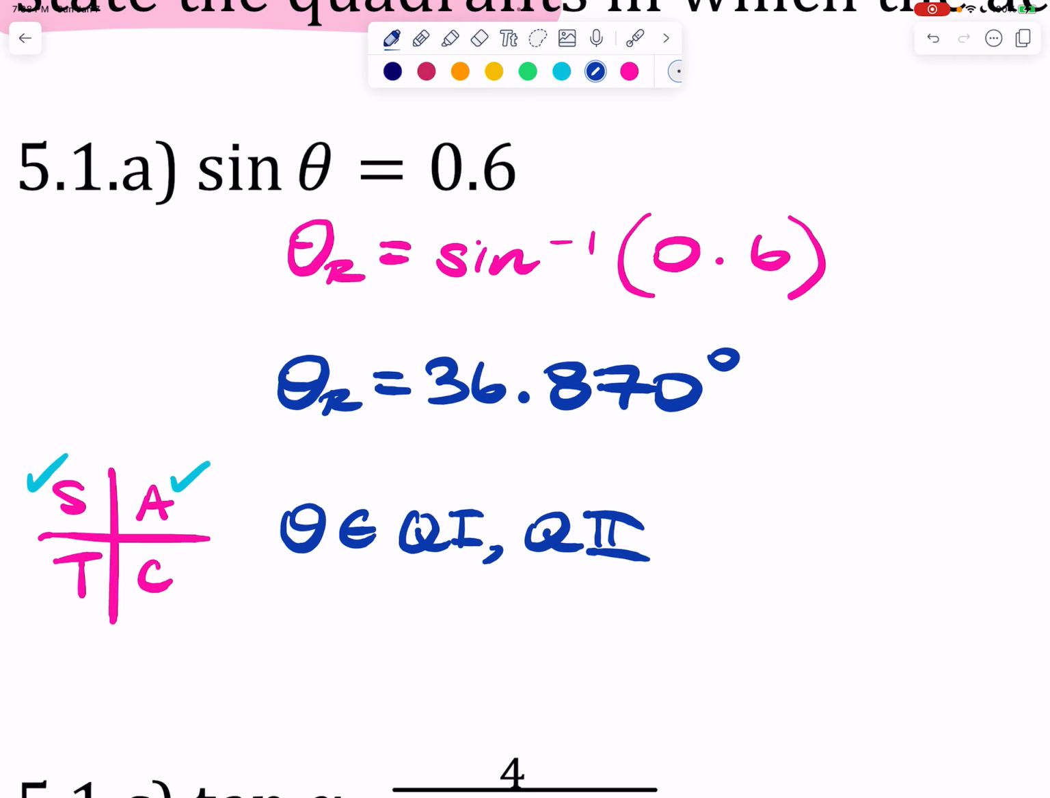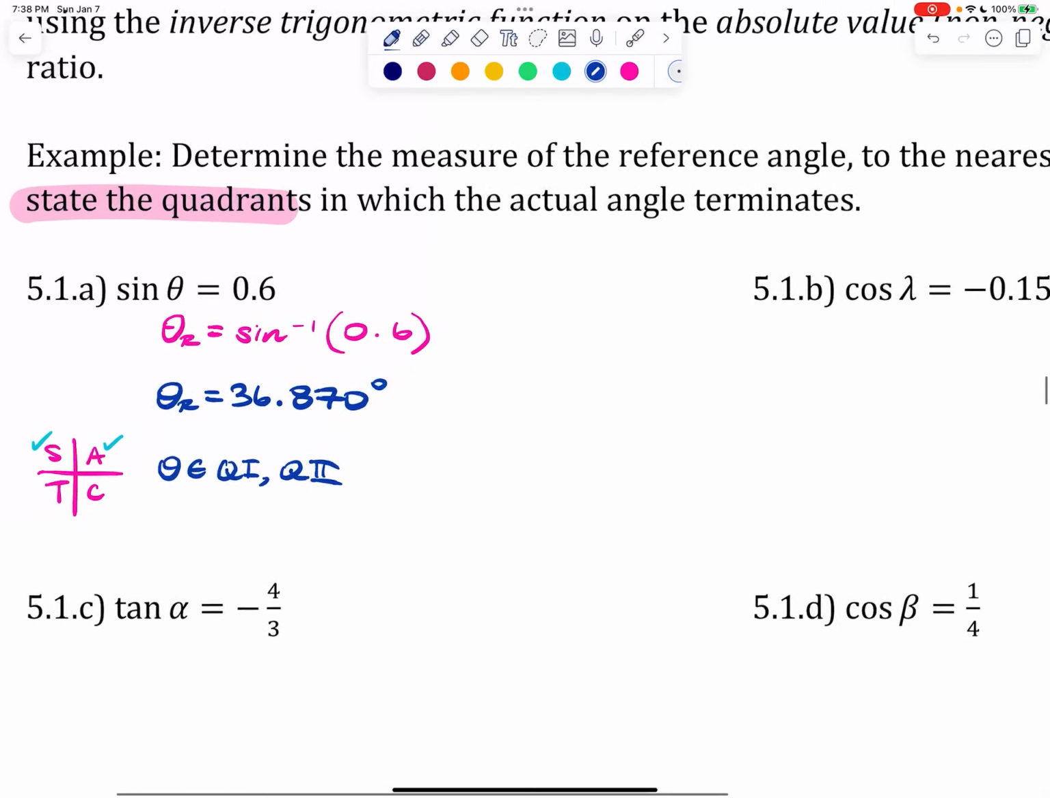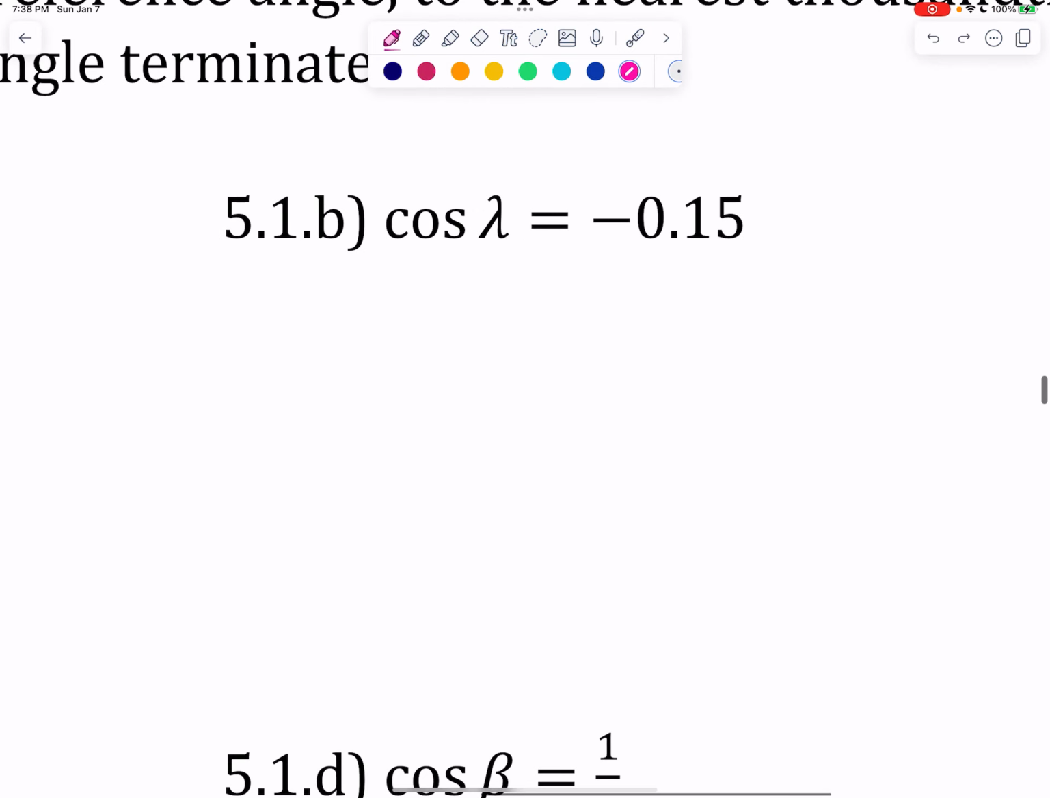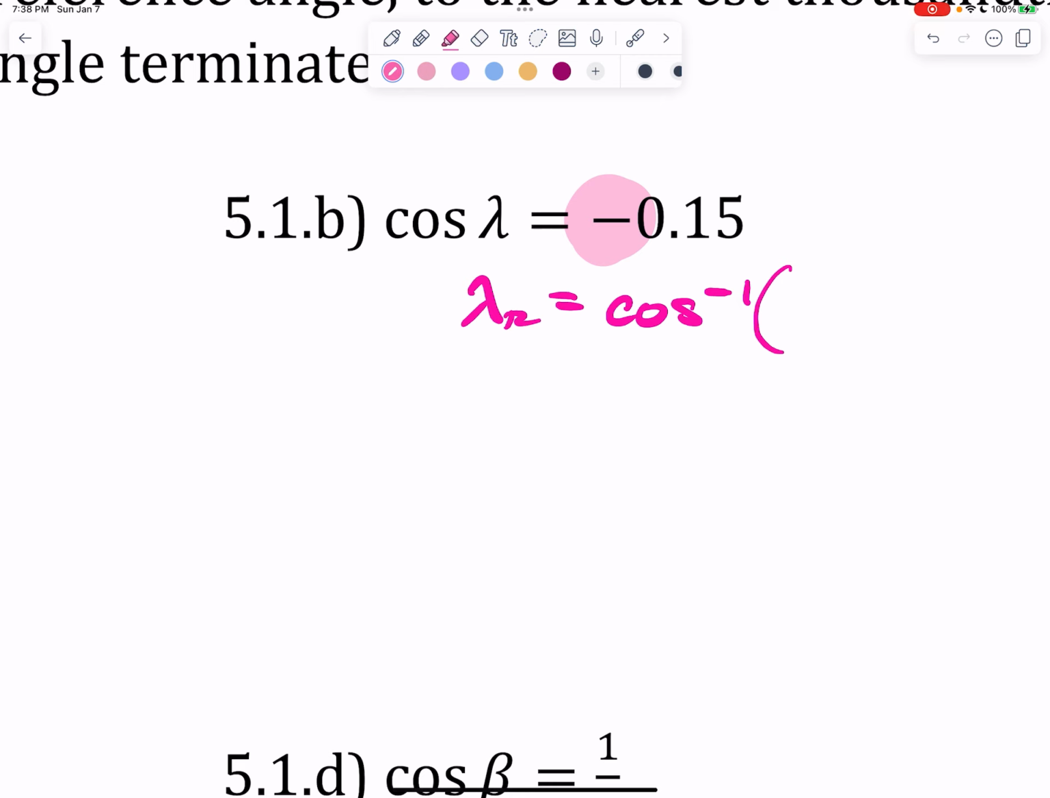With the next one, we start off the same way. We've got a trig function equals some ratio, and we're going to find the reference angle, lambda R. And to do that, again, we use the inverse function. We're using cos inverse. But we are not going to stick in here negative 0.15. Remember, to find the reference angle, we absolutely must use the positive version. If we don't, we're not going to get an acute angle and everything's going to go wrong.